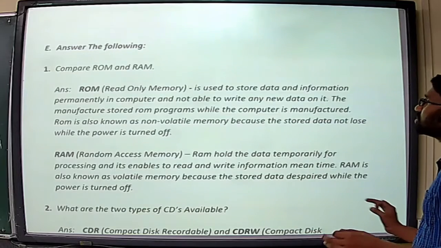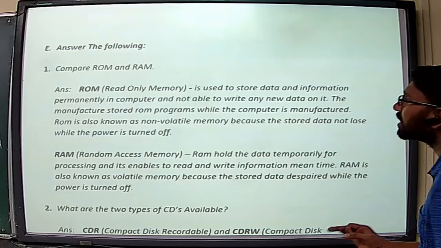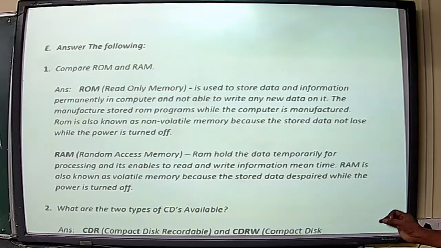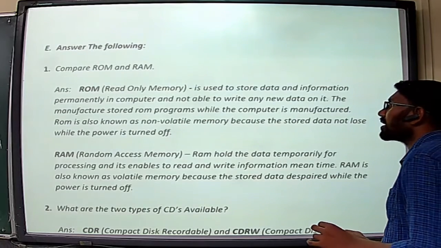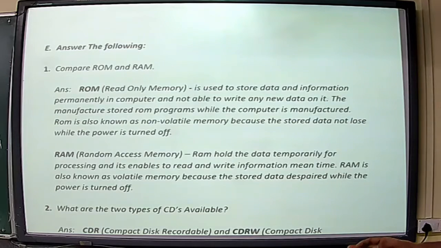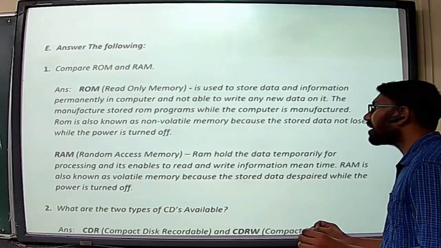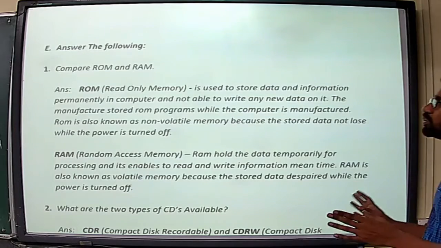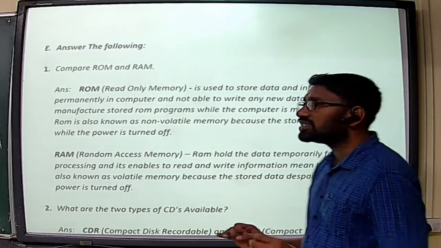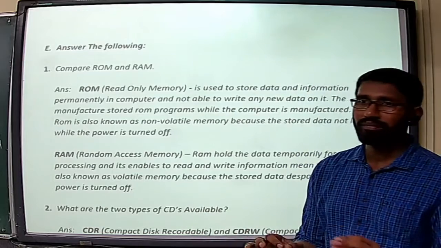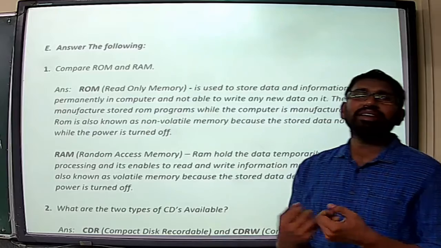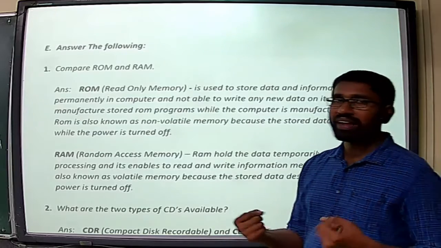Then, compare ROM and RAM. ROM is read-only memory. It is used to store data and information permanently. The computer is not able to write any new data on it. The manufacturer stores ROM programs while the computer is manufactured. ROM is also known as non-volatile memory because the stored data is not lost when the power is turned off. Is it? It's a non-volatile memory. While we turn off the power, the permanent memory never erases or wipes any data.